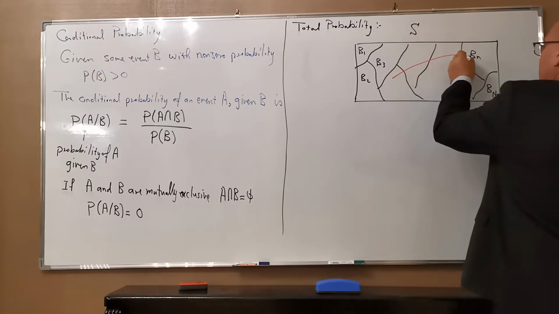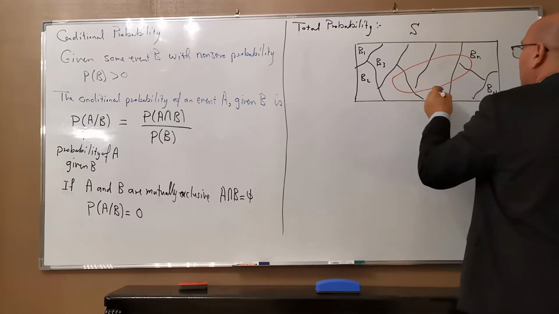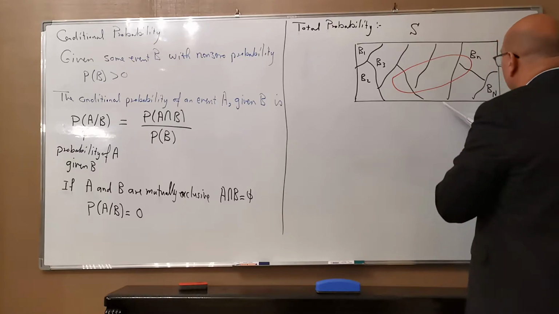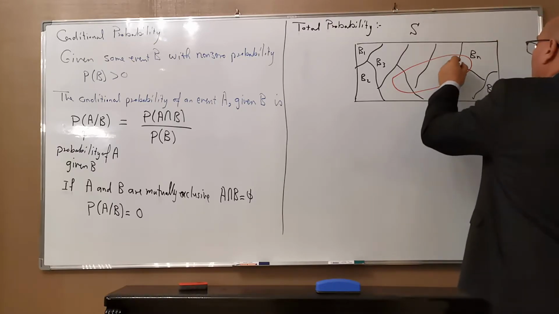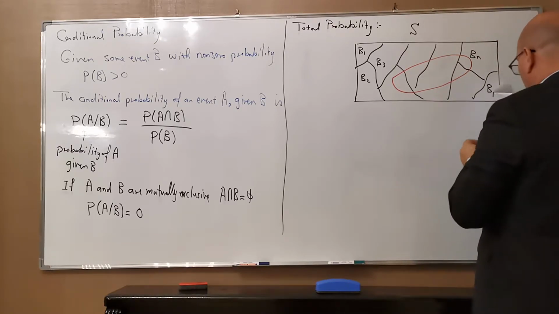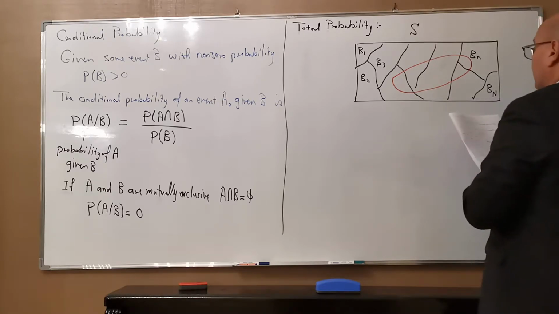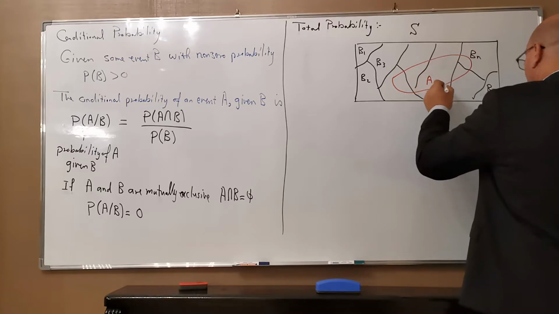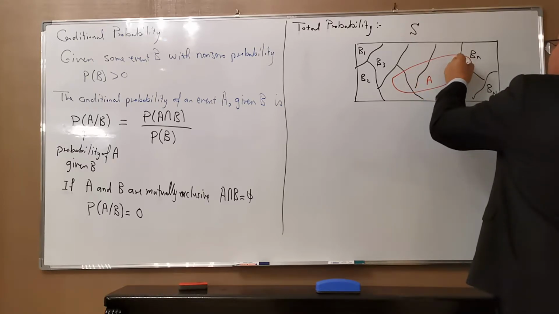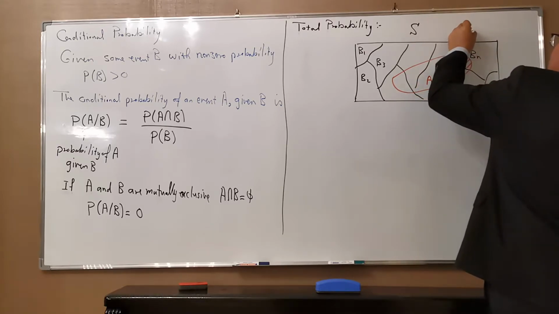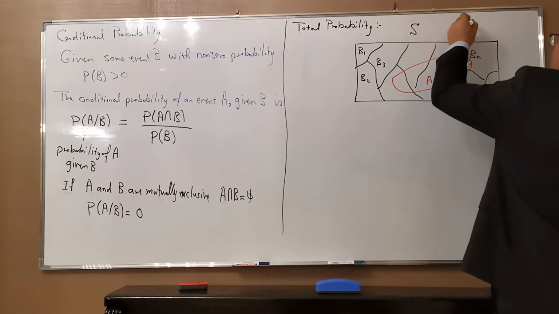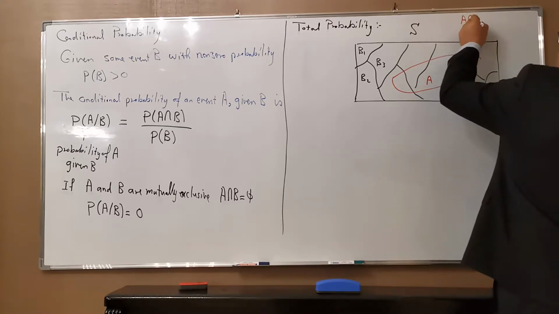And let's assume that this is my A. Okay, so you can see that this part here is A intersection B sub n.